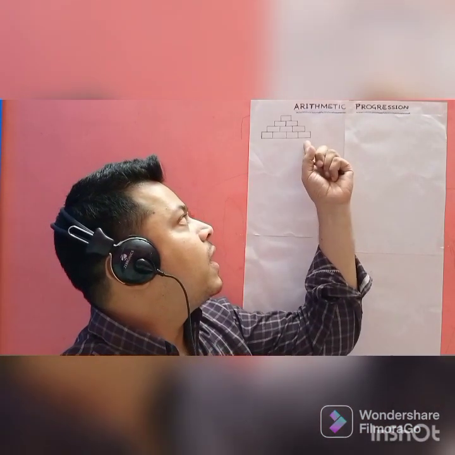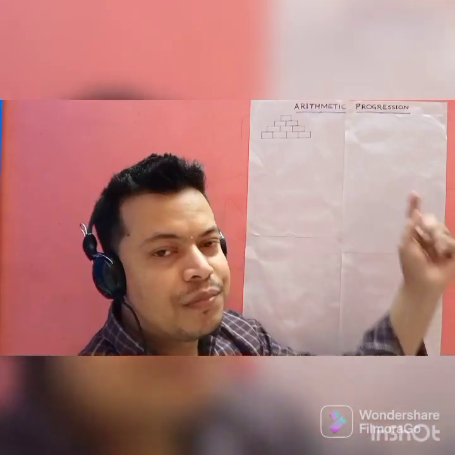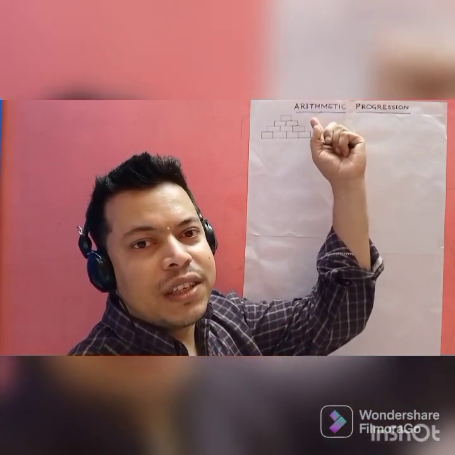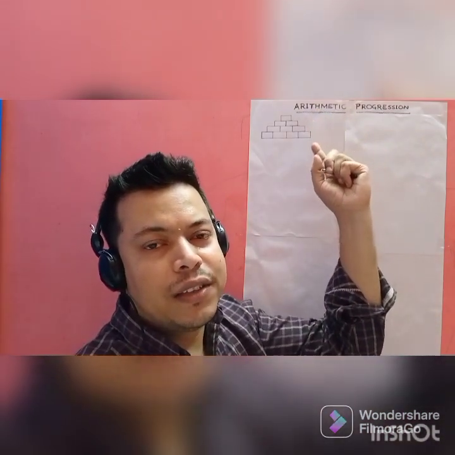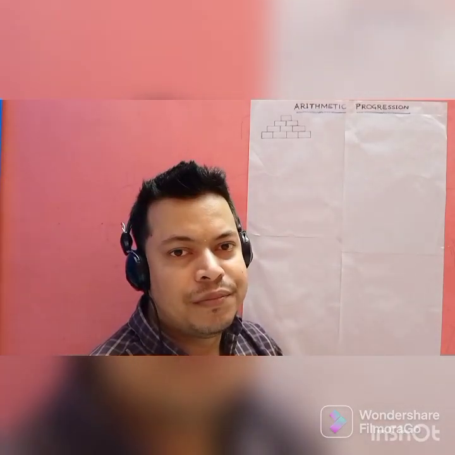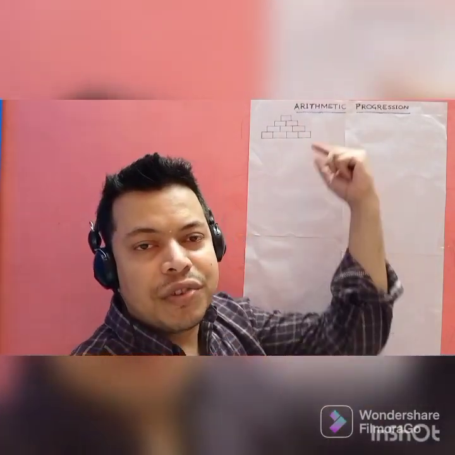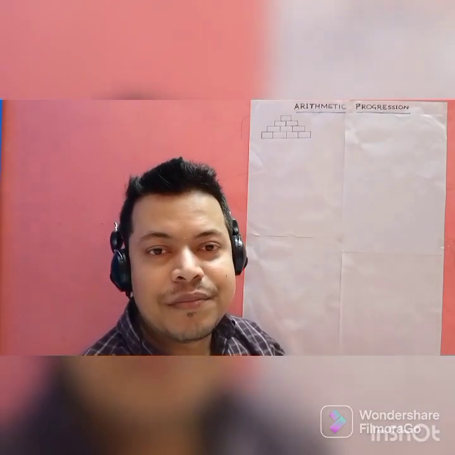For understanding this definition, let's look at the diagram that I have drawn over here. Here, several bricks are arranged in a definite way. If we look at the diagram, the number of bricks is increasing if we move from one layer to another layer. The difference of number of bricks is 1, and the difference is constant between two consecutive layers. For all the consecutive layers, the difference is the same, so we can say that this forms an AP.